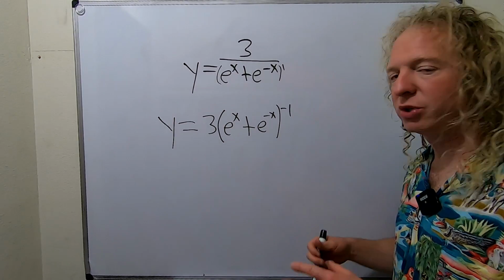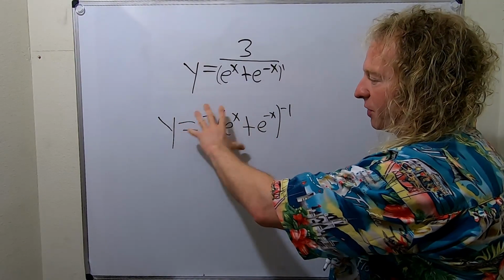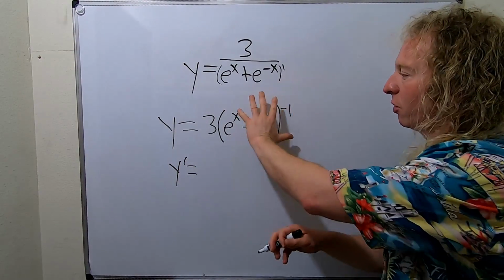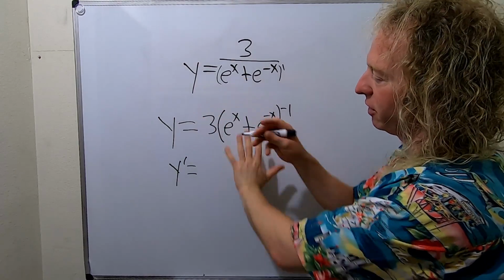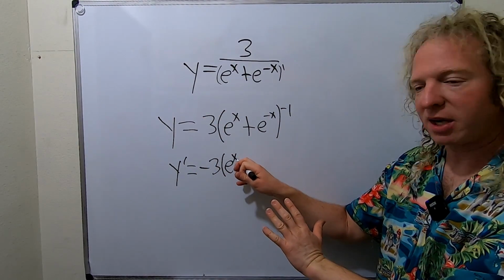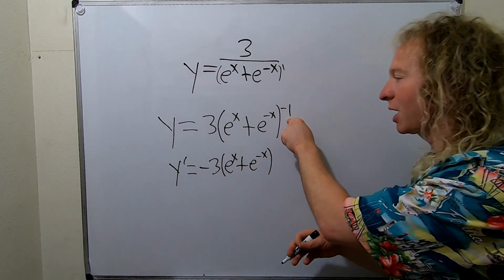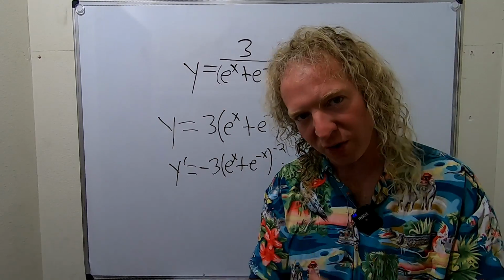Now what we'll do is we'll use the chain rule. So the 3 is a constant, so it hangs out, and then here we have a function of x. So y prime, you just take the derivative of this. You use the chain rule, so you put the negative in the front, leave the inside untouched, so e to the x plus e to the negative x, subtract 1, right? That's the power rule, times the derivative of the inside.